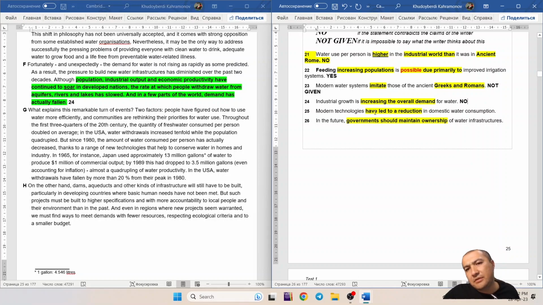The next one, modern technologies have led to a reduction in domestic water consumption, right? Modern technologies just led to a reduction. So let's figure out if there should be a reduction or not. 25. So modern technologies, 25. Domestic water consumption.